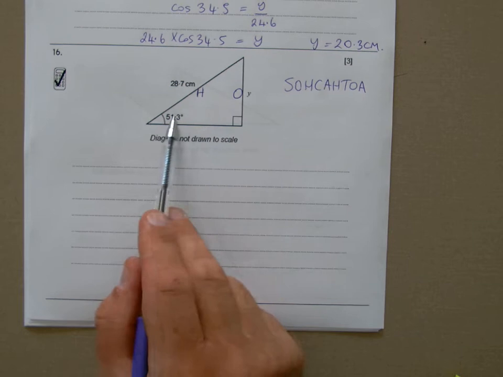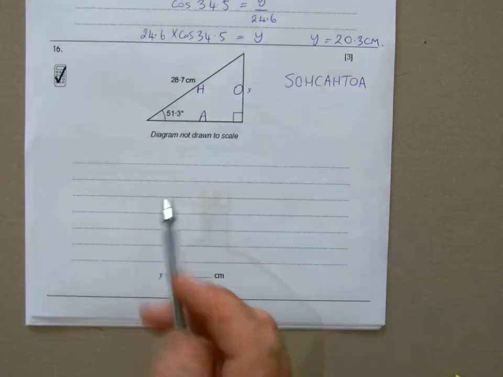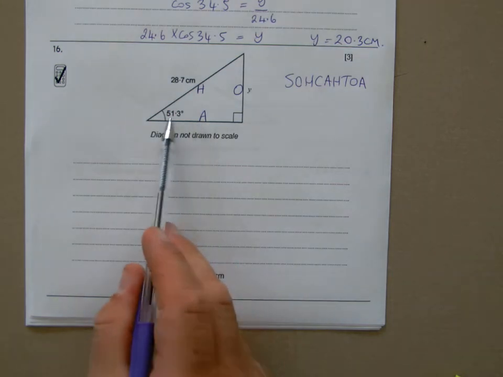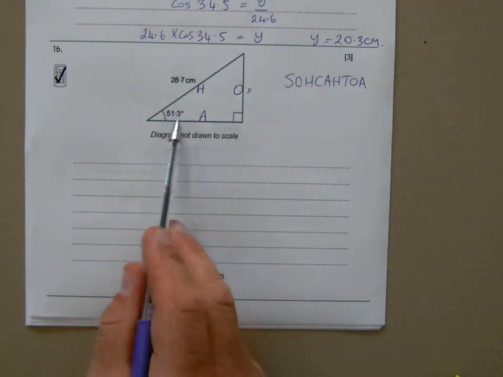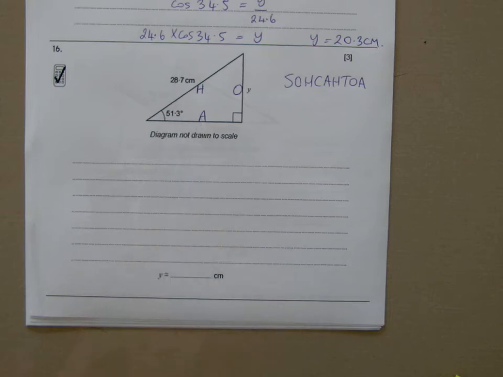51.3. So that side there is opposite the angle given. And finally then the adjacent, because adjacent, remember, means next to. So we're next to the right angle and the angle. You can see there that both angles are sort of next to it, right? So that's why it's called the A.